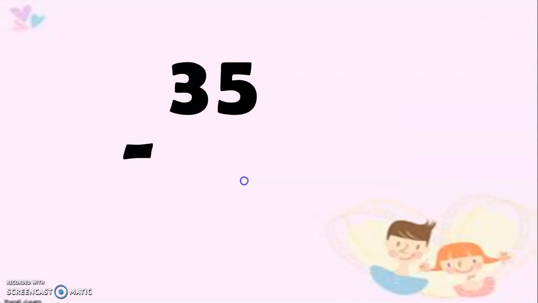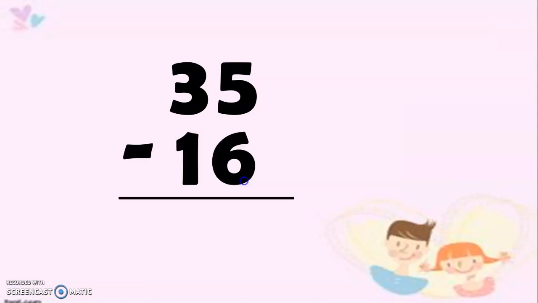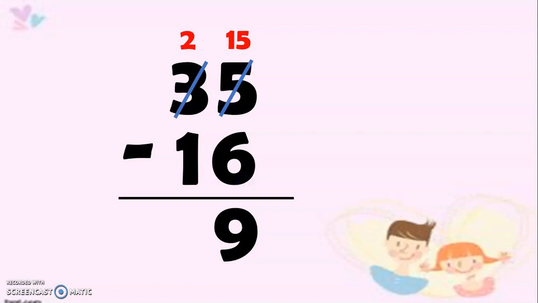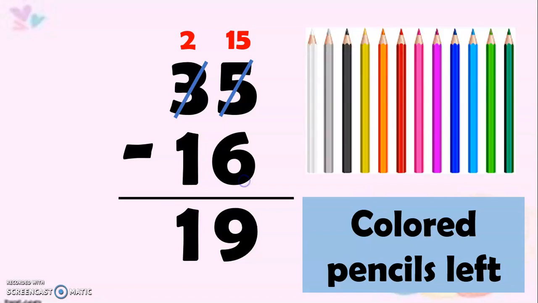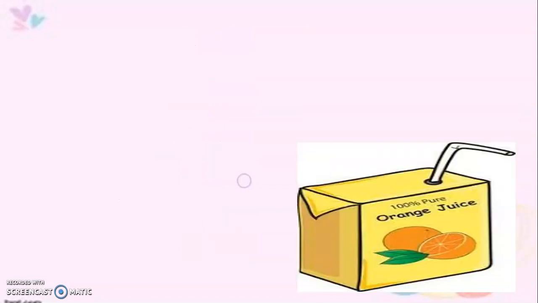So, 35 minus 16. 5 minus 6 is not possible. That's why we're going to regroup from the tens place. So, 5 now becomes 15. And 15 minus 6 is 9. And 3 becomes 2. And 2 minus 1 is 1, so 19. So, there were 19 colored pencils left for Jenna.